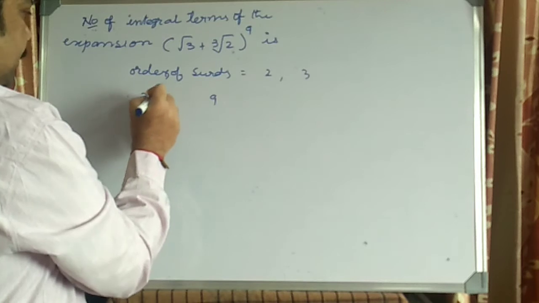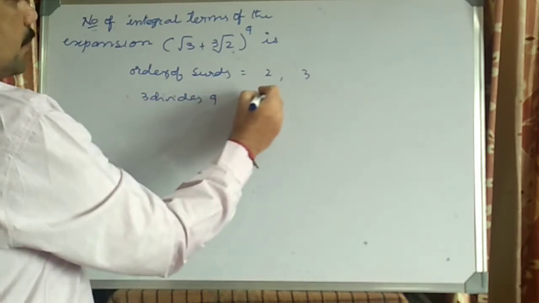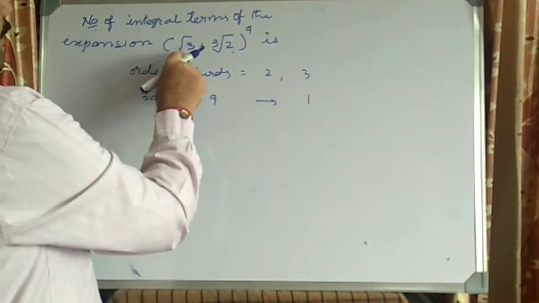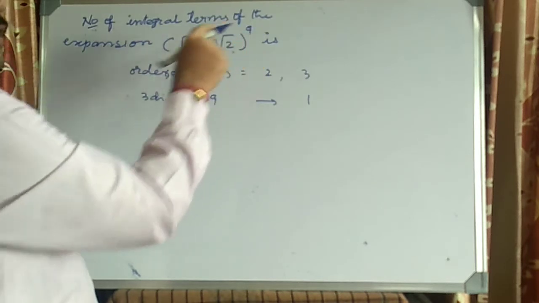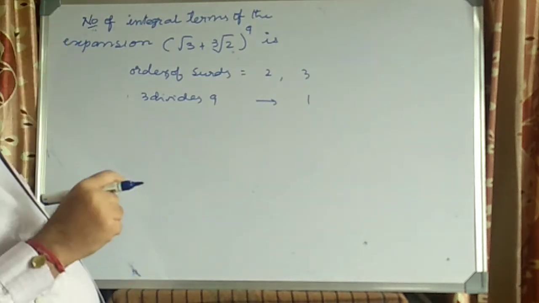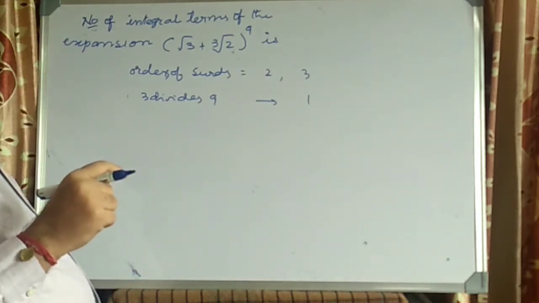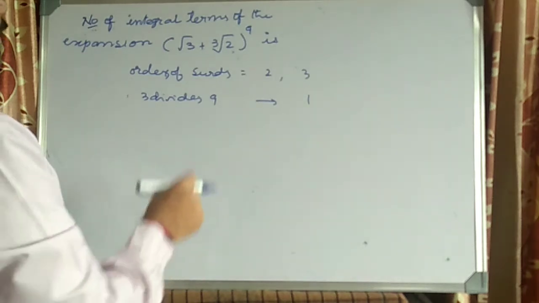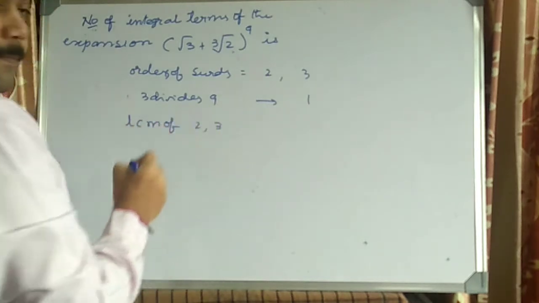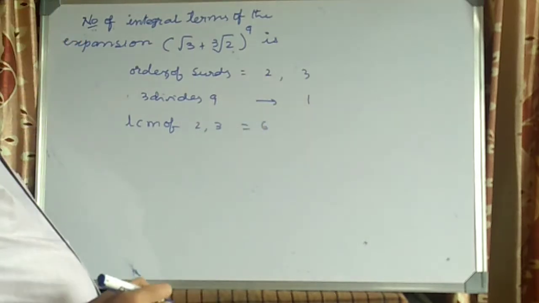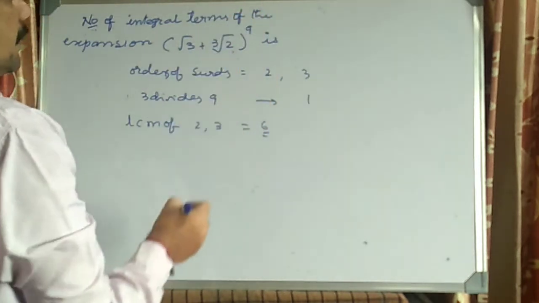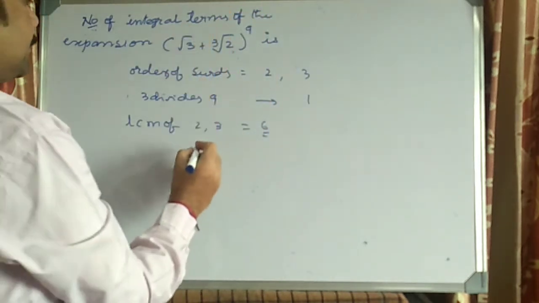So 3 divides 9. So I need to add 1 to the final value. Remember this please. When at least one of these two orders divides the total power, then we need to add the value 1 to the total value of the number of integral values or number of rational values. So coming back here, now I am considering the LCM of 2 and 3, which is equal to 6. Now with the LCM, I am dividing the 9. So 9 by 6.